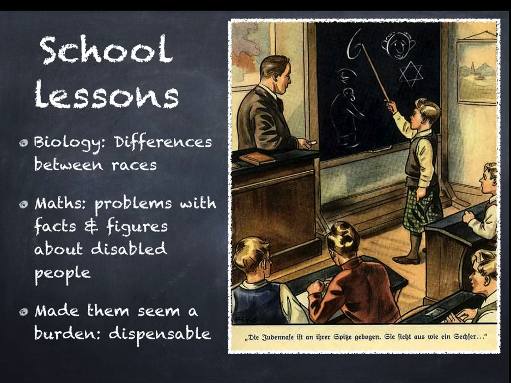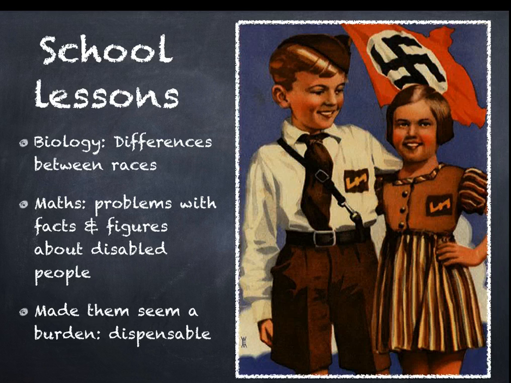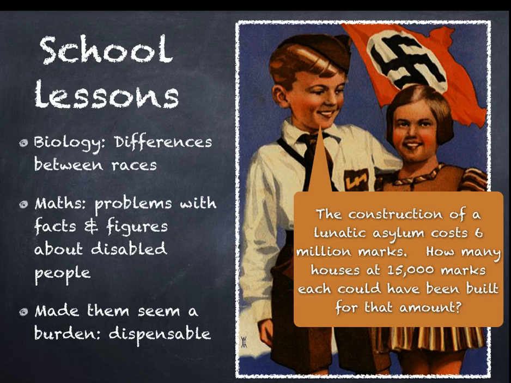In maths, problems with facts and figures, often about disabled people as well. And here's a particular one, this is a real problem, and it's got a very sinister message behind it. The construction of a lunatic asylum costs 6 million marks. How many houses at 15,000 marks could have been built for that amount?